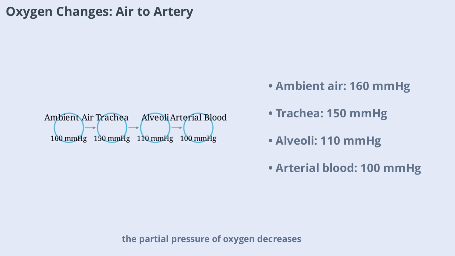Dry inspired air contains about 21% oxygen, resulting in a partial pressure of 160 mm Hg. This drops to 150 mm Hg in the trachea due to humidification, then to about 110 mm Hg in the alveoli after mixing with CO2, and finally to around 100 mm Hg in arterial blood due to incomplete diffusion. Understanding these steps helps explain why arterial oxygen is lower than inspired air.